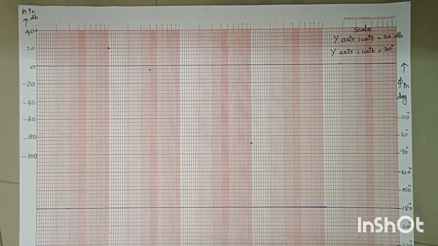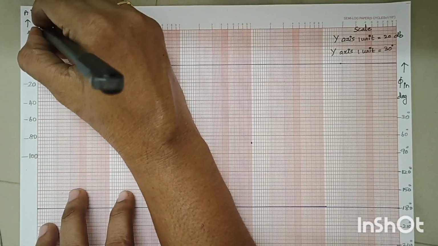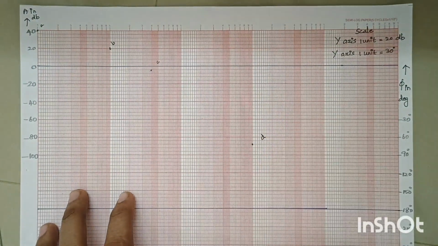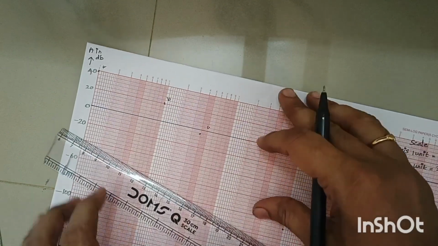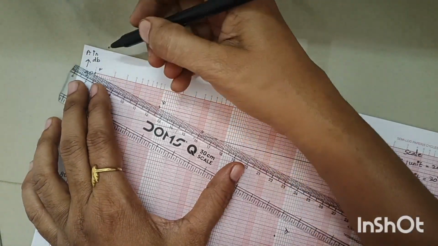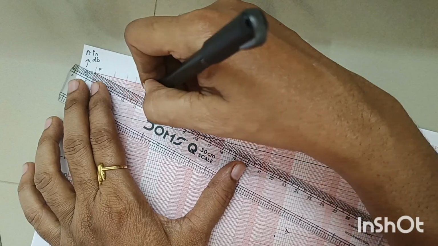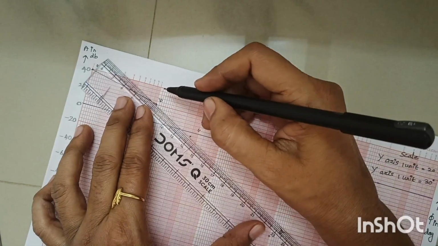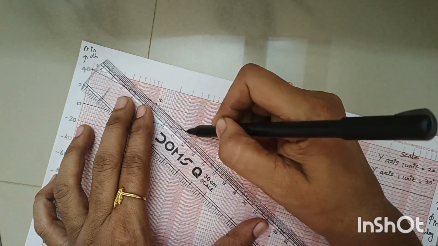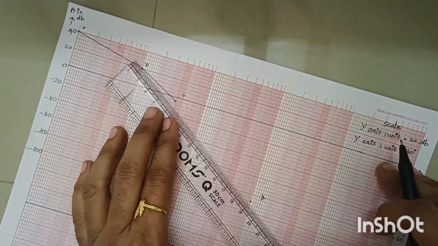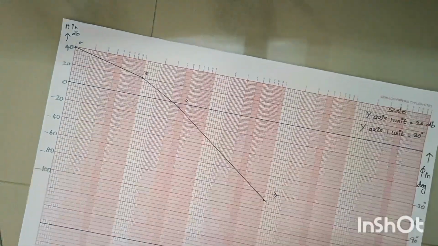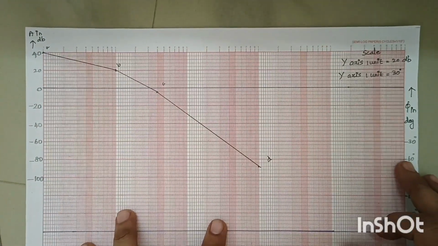Now I am going to use a scale to join these points. Before that we can name the points. You see, let this be A, B and let this be C and let this be D. Right. So first I am joining A and B. Next we have to join B and C. And finally C and D. So this is your final magnitude plot.